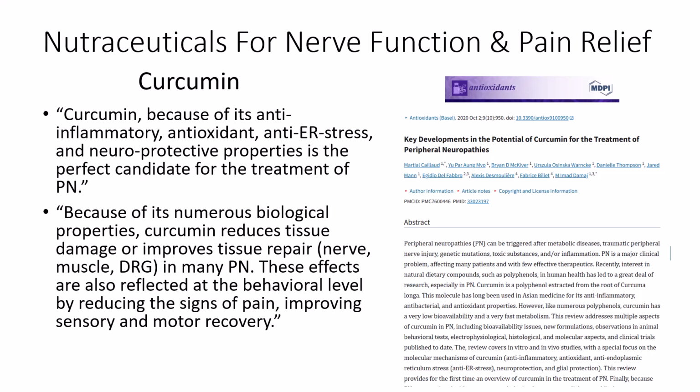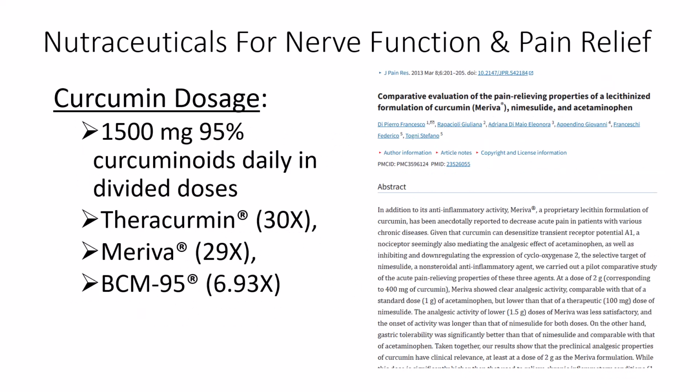These effects are also reflected at the behavioral level by reducing the signs of pain and improving sensory and motor recovery. So curcumin can be a big player in terms of relief of pain associated with peripheral neuropathy and recovery from peripheral neuropathy.